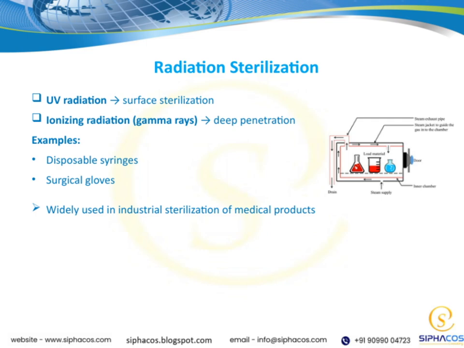Some common examples include disposable syringes and surgical gloves. These are often sterilized using gamma rays because it ensures thorough sterilization without damaging the materials. This method is widely used in the industrial sterilization of medical products because it's efficient, reliable, and can handle large batches. It's a crucial part of ensuring safety and sterility in healthcare settings. Overall, radiation sterilization plays a vital role in maintaining high standards of hygiene and patient safety across the medical industry.